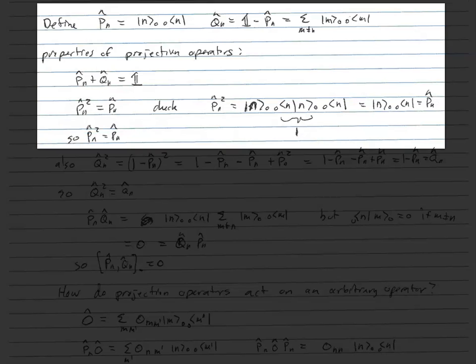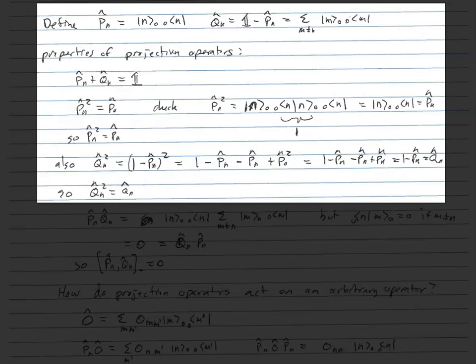Pn squared is equal to Pn. That's easy to verify for Pn. I just multiply the operator by itself. In the center, I get a Bra-Ket sandwich. The Bra-Ket sandwich is the overlap of two eigenstates, but those eigenstates are normalized eigenstates, so that overlap is equal to 1. And you can see after I replace it by the 1, I get back the original projection operator. So Pn squared is equal to Pn.